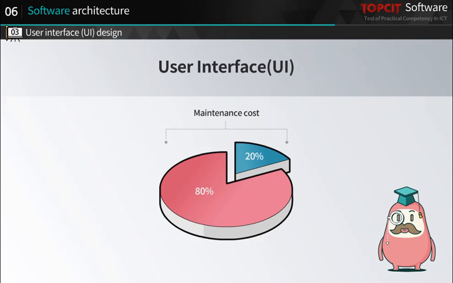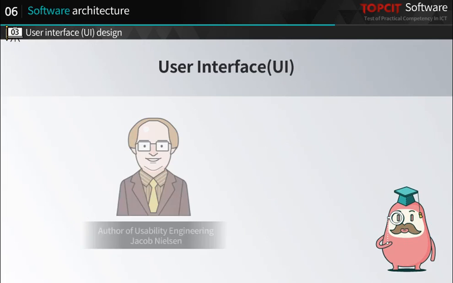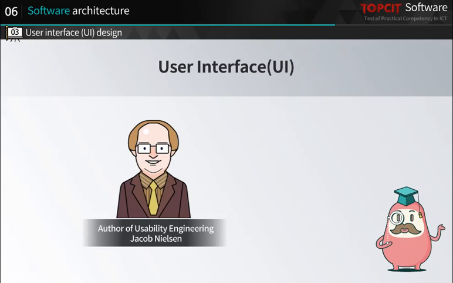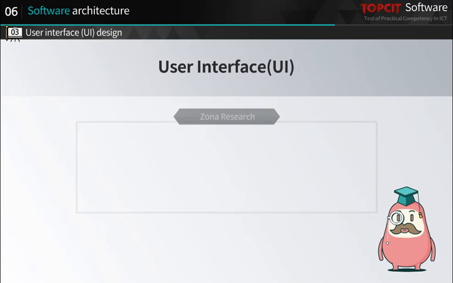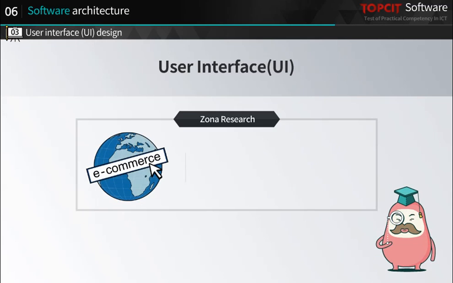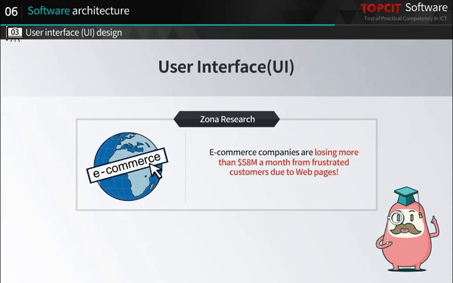During development of the system, there is a statistic that 80% of the overall maintenance costs are related to the UI. In addition, Jakob Nielsen, author of Usability Engineering, predicts that if a better navigation system is not built and a rigid internal design standard is not enforced, the cost of bad usability of intranet usage will increase exponentially worldwide. Zona Research estimates that e-commerce companies are losing more than $58 million a month from frustrated customers due to web pages.